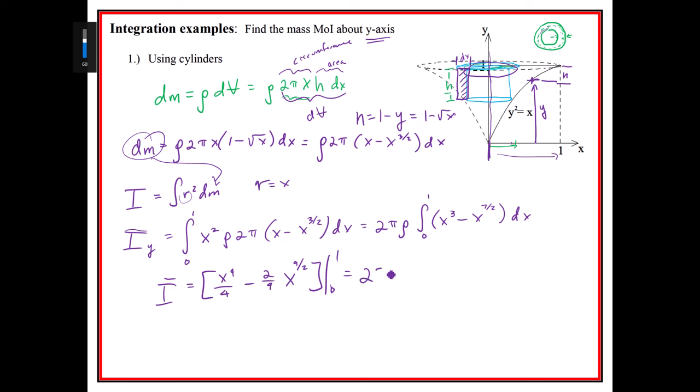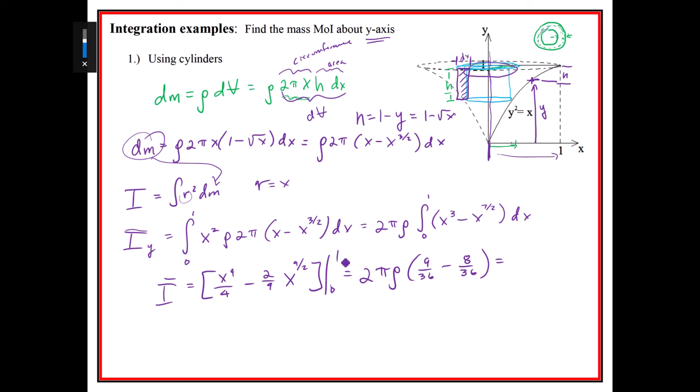I do that, I get 2 pi rho times 9/36 minus 8/36. Let's double check what that is. We put 1 into there, so 1 in there is 1/4, and 1/4 is 9/36. So I just got the least common denominator.